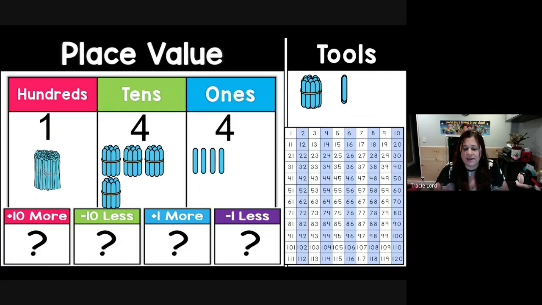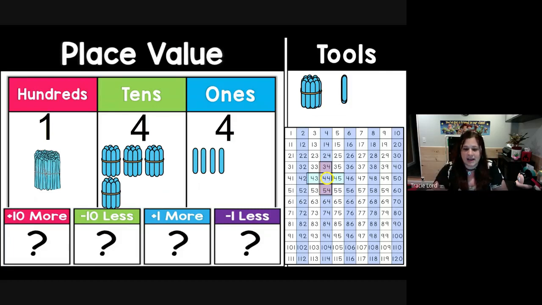Then we look at the 100 chart. We've been working on finding numbers that are 10 more, 10 less, 1 more, and 1 less. So I will show the circle around the number 44 on our 100 chart. Then there's a little helper, if you click the next arrow, that just shows up to help them see 10 more, 10 less, and 1 more, 1 less. So they know that as we go down, it's 10 more.